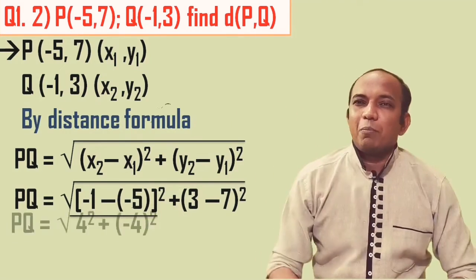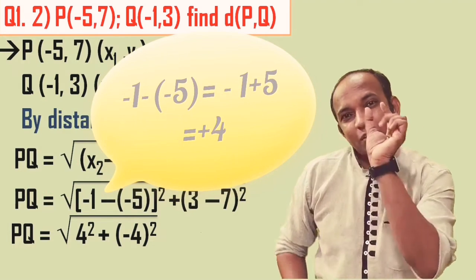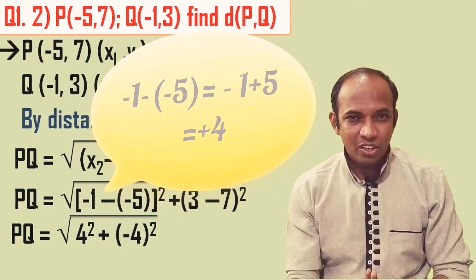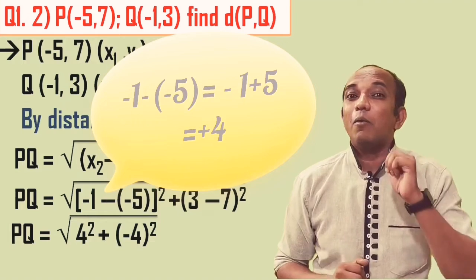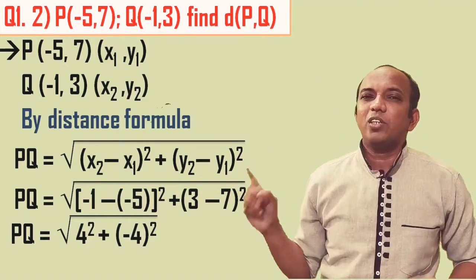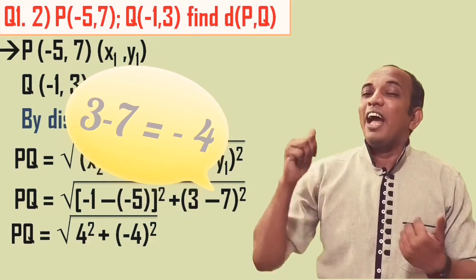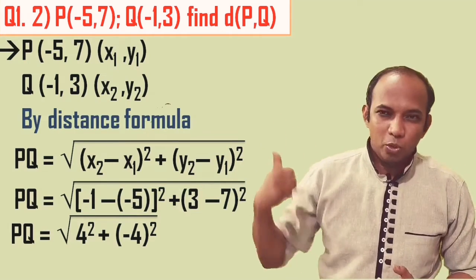The moment you carry out the subtraction, you will get -1 minus -5. So that minus will turn into positive. That gives you -1 plus 5. According to the rules of integers, -1 plus 5, you get the result plus 4, and that is why it is written 4 square. In the second bracket, 3 minus 7, bigger number sign, yes, that is -4, and that is why in the second bracket I got -4 the whole square.